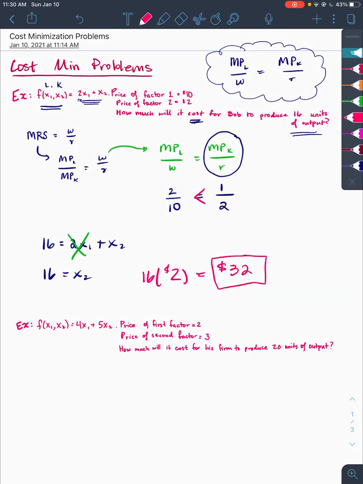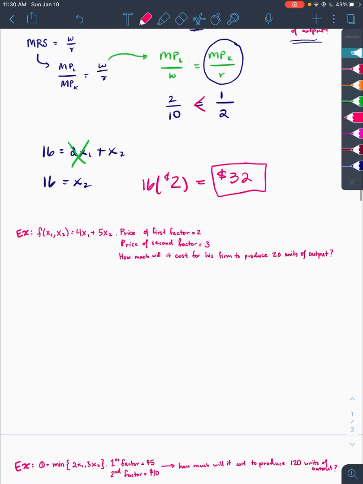All right, so let's do the same thing, but with a different result. Again, I'm going to write out my handy dandy formula, right? And I know that the price of the first factor, which is our labor, is $2, and the price of the second factor is $3. How much will it cost for his firm to produce 20 units of output here?